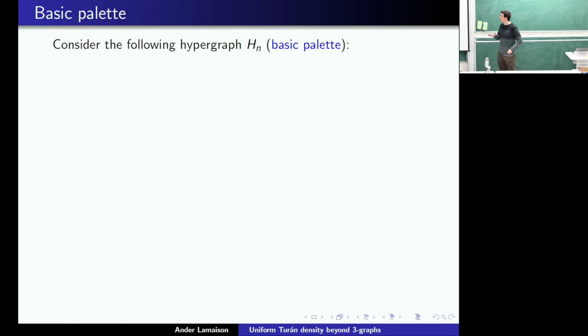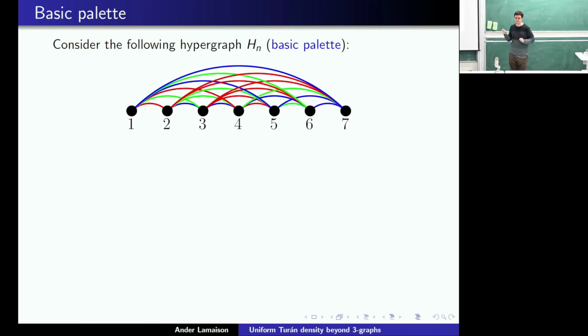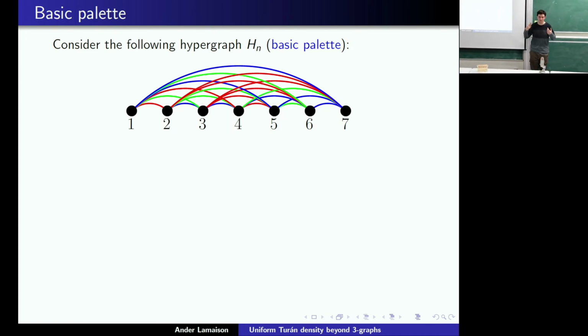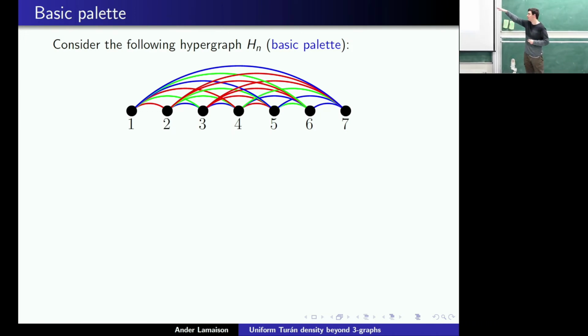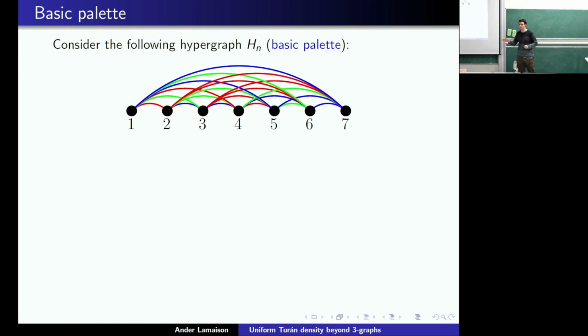How do you generate the basic palette? So the vertex set is going to be the numbers from 1 to n. And when I say that I take the numbers from 1 to n, the special thing about them is that they come with a certain order. So the vertex set has an order. And I'm going to take the complete graph of them, the complete 2-uniform graph on them, and I'm going to color those edges randomly in colors red, green, and blue.